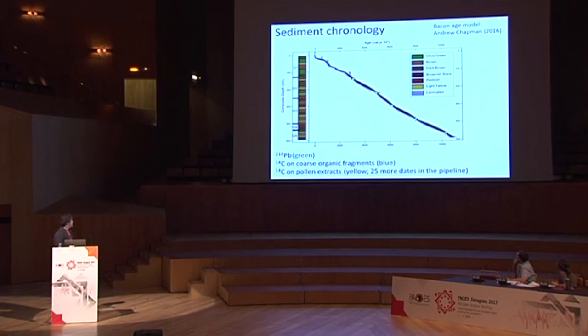We have been dating pollen, in yellow, and coarse organic material, in blue, to generate so far just 12 radiocarbon dates. We've got another 25 waiting in the lab to be analysed, so we should have a very detailed chronology for this core. But as you can see, at the moment, through the last 11,000 years, it implies a relatively consistent sedimentation rate.